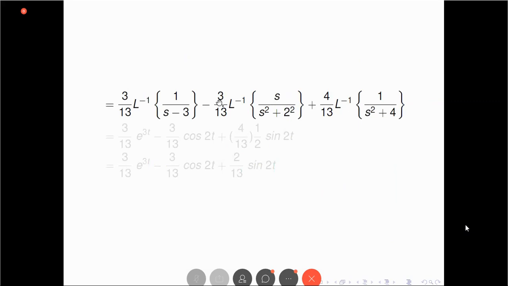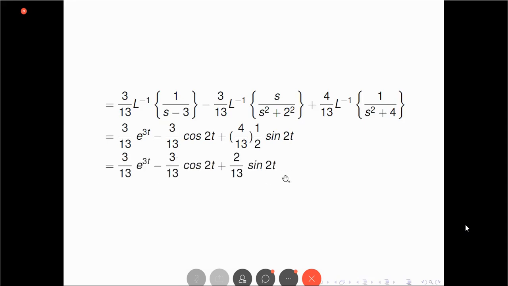By splitting the expression, we obtain it as 3 by 13 into inverse of 1 by s minus 3, minus 3 by 13 into inverse of s by s square plus 2 square, plus 4 by 13 into inverse of 1 by s square plus 2 square. Inverse of s by s square plus 2 square is cos 2t. Inverse of 1 by s square plus 2 square is 1 by 2 sin 2t. So this is the final answer.